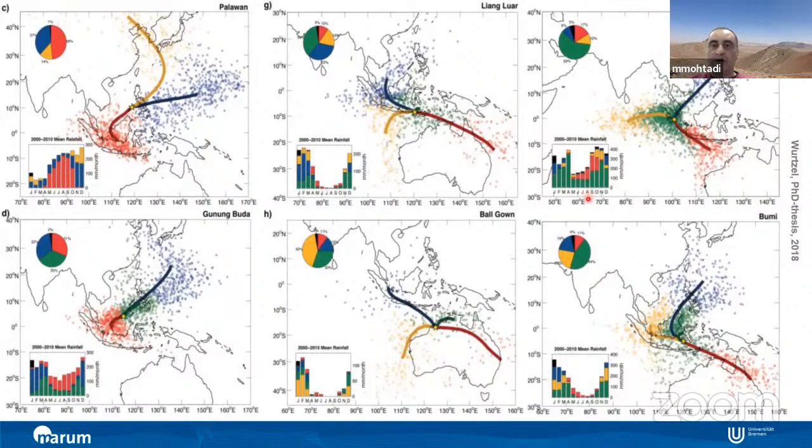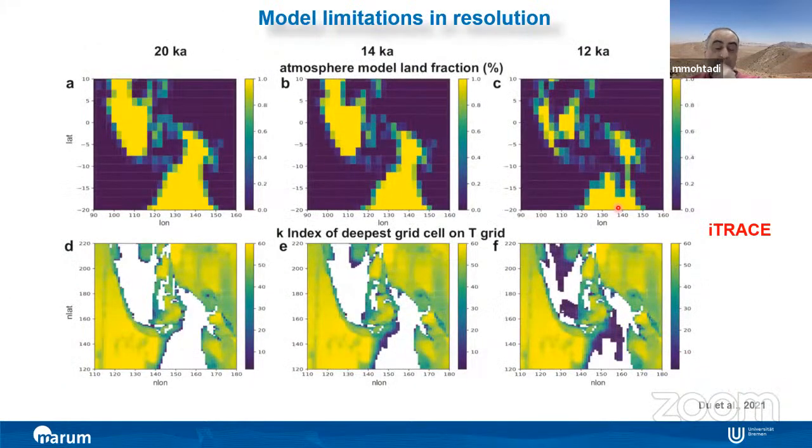Anyway, so now from proxy-based issues or difficulties into the model deficiencies and limitations. Most of the models used for this region are global models, and this is one example of how global models look in this region. This model is an example, iTrace. This is the TraCE-21K model with an isotope-enabled model.